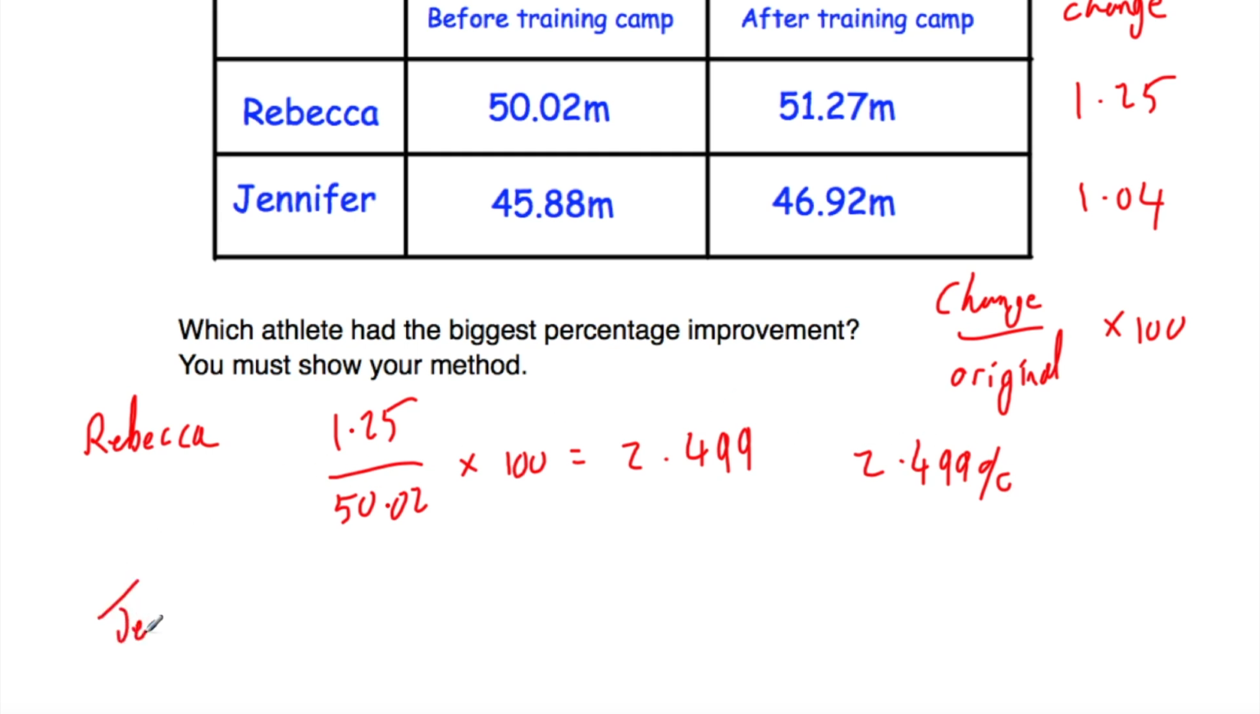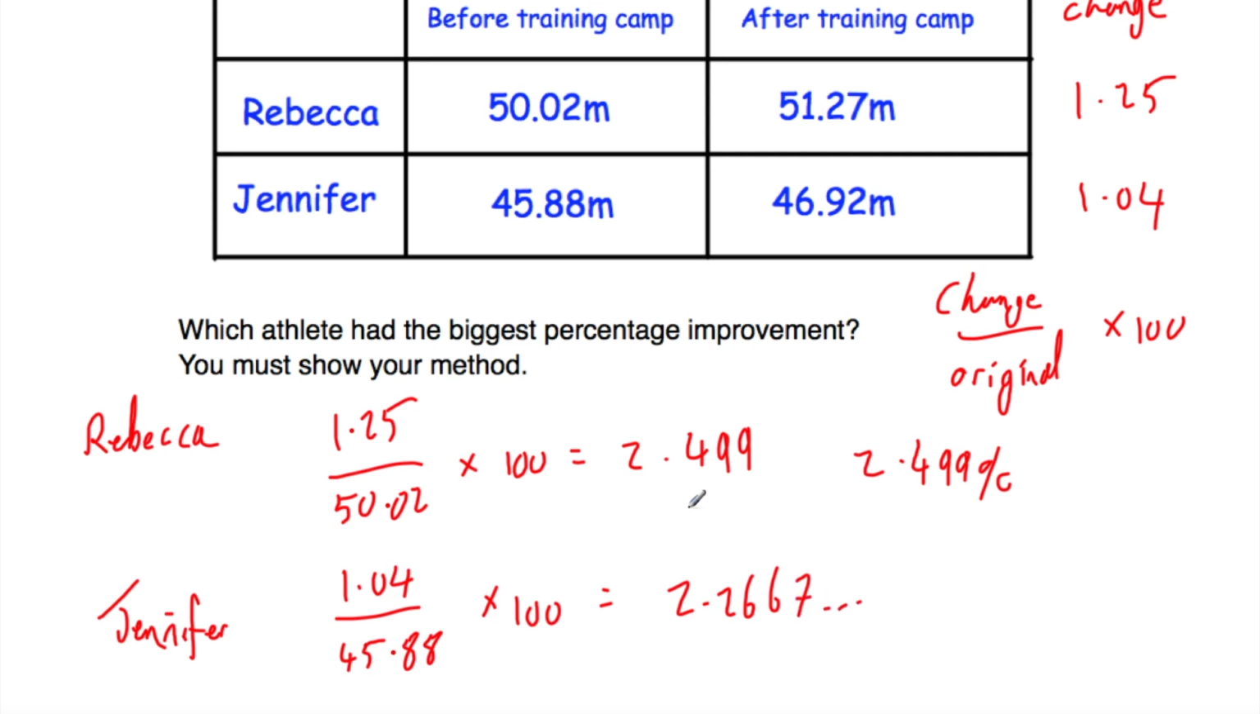Let's have a look at Jennifer's improvement. So Jennifer, the change was 1.04. The original was 45.88, and then times by 100. Okay, so we just need to work this out in the calculator, and when we type that in, that's equal to 2.2667 and so on. Let's round that to 3 decimal places as well, so that'll be 2.267 to 3 decimal places. So Jennifer's percentage improvement would be 2.267% to 3 decimal places.